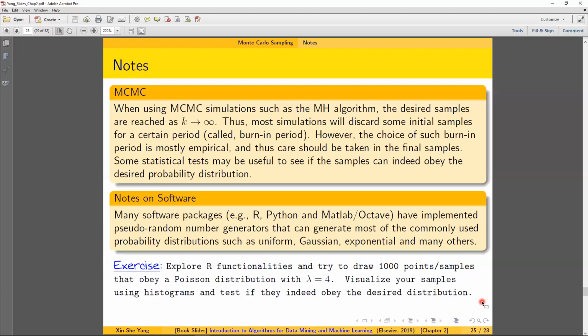You can use R functionalities and try to draw 1,000 sample points that obey a Poisson distribution with a lambda equal to 4. Once you do that, visualize your samples using a histogram to see if your sample indeed follows a Poisson distribution type of histogram. That would be an exercise for you. Okay.